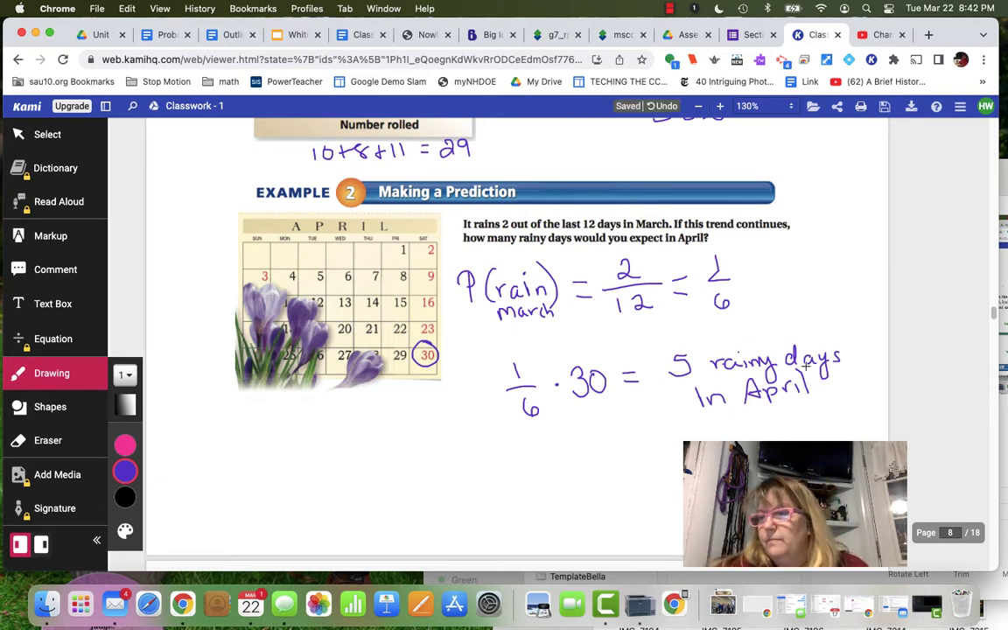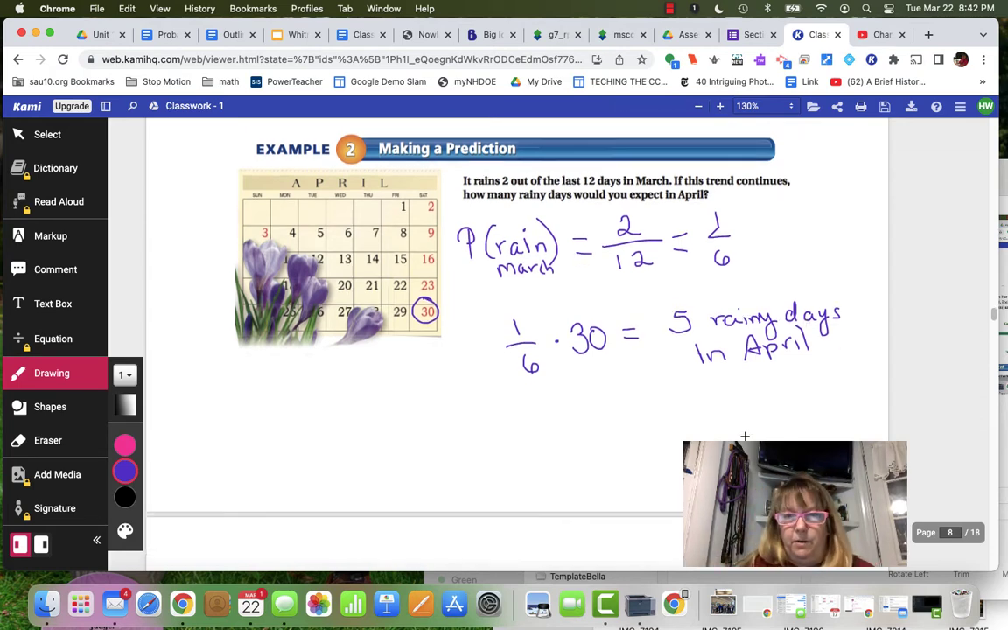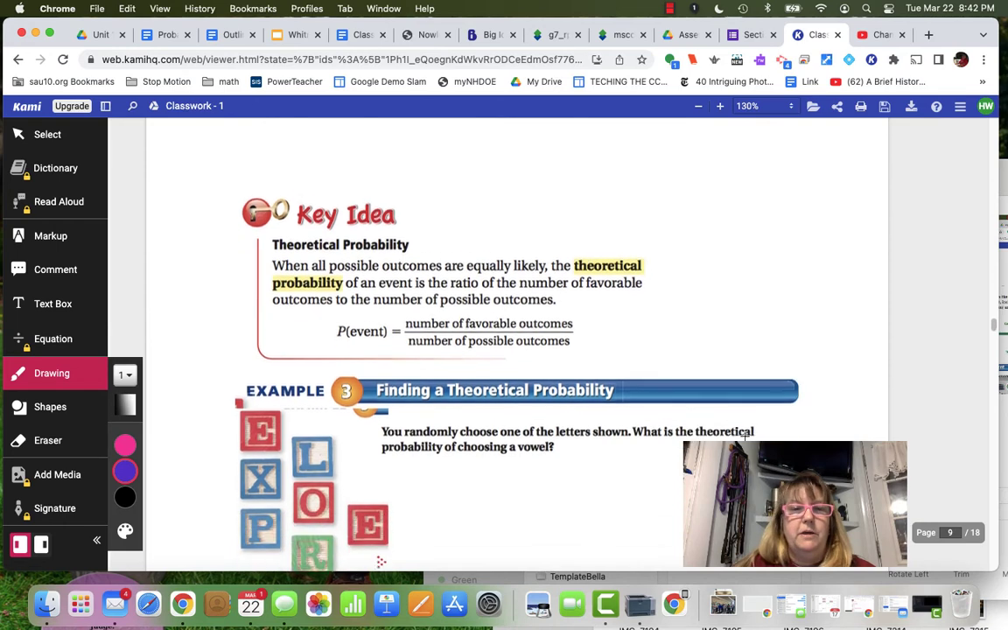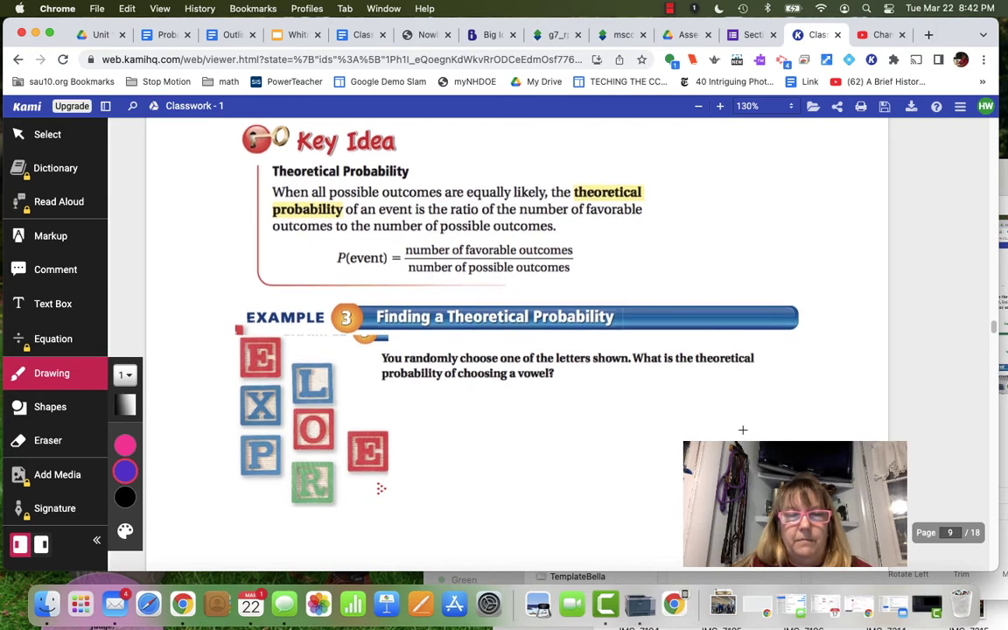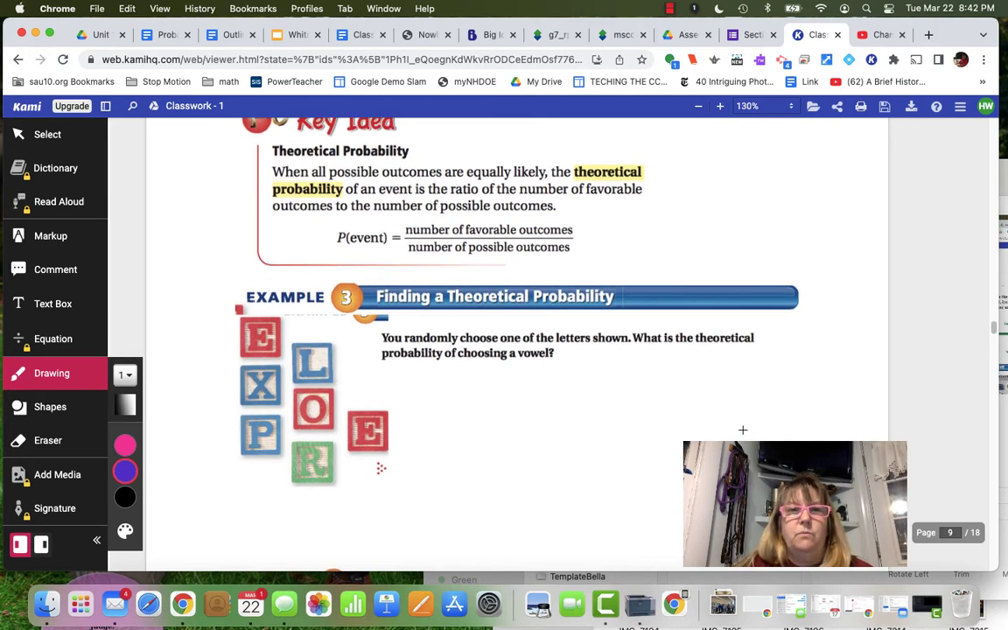All right, let's move on to the next example. Now we're going to talk about theoretical probability. We talked about experimental probability where we actually did the experiment. Theoretical probability is when all outcomes are equally likely to occur, what would be the probability of it happening? Again, it's the number of favorable outcomes divided by the total number of possible outcomes.